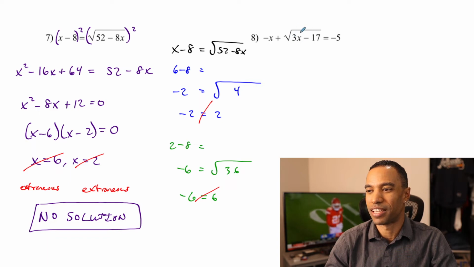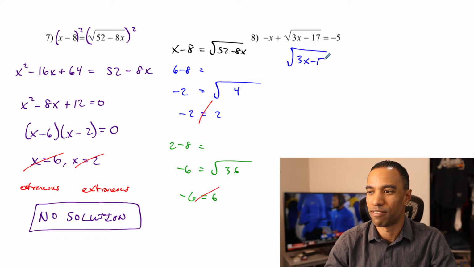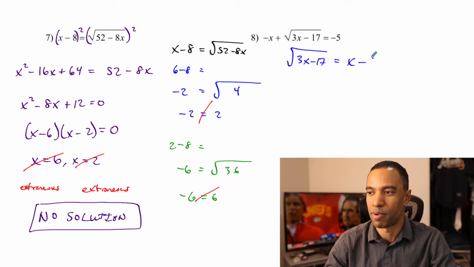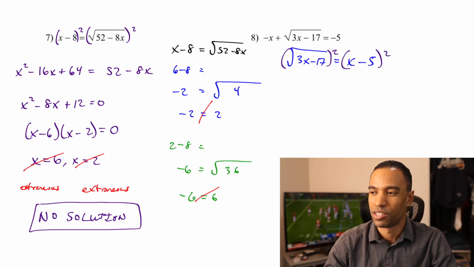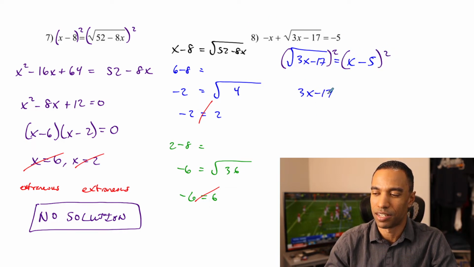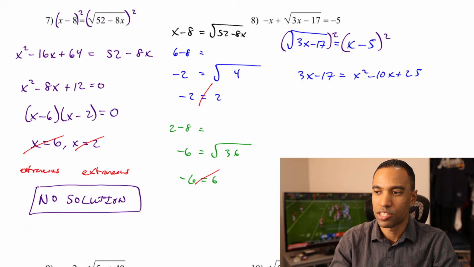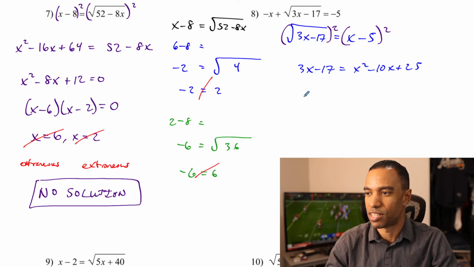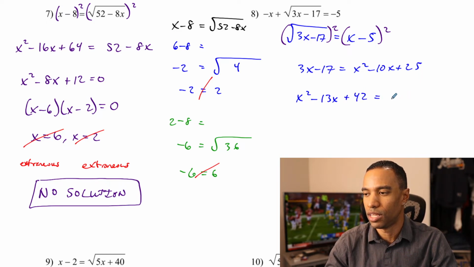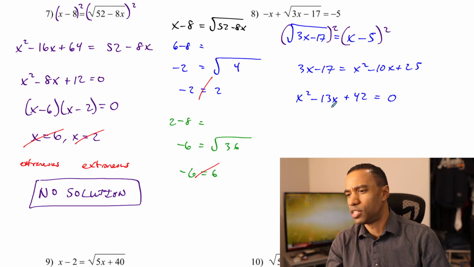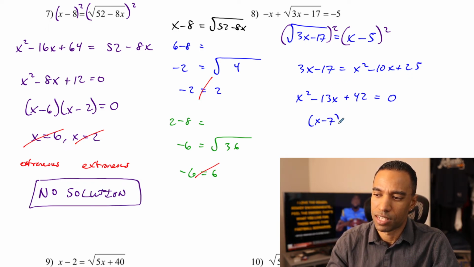All right, this guy right here, once again, let's isolate the square root. Square root of 3x minus 17 equals, and let's add x over. Let's make it say x minus 5, and square both sides there. Here we're going to get 3x minus 17 equals x squared minus 10x plus 25. So kind of same old, same old. Subtract 3x over, add 17 over. That'll be x squared minus 13x plus 42 equals 0. 7 and 6, x minus 7 times x minus 6 equals 0. So x equals 7, x equals 6.